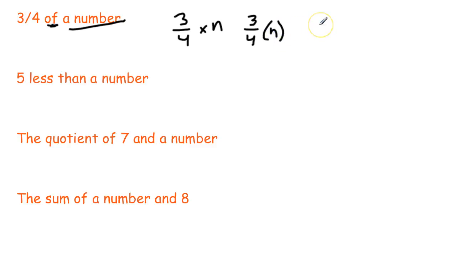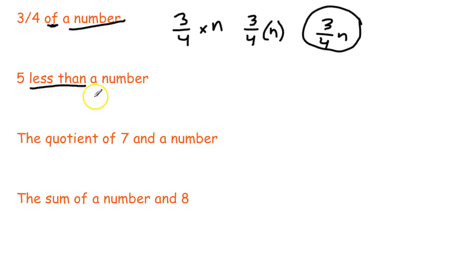But in algebra, the way that you see this written is going to be 3/4 n. When you don't see an operation in here or parentheses, it means multiply, and I want you to start writing it like this because most algebra teachers and students write it like this. Next we have 5 less than a number. I know when we have less than, that's going to be subtraction.